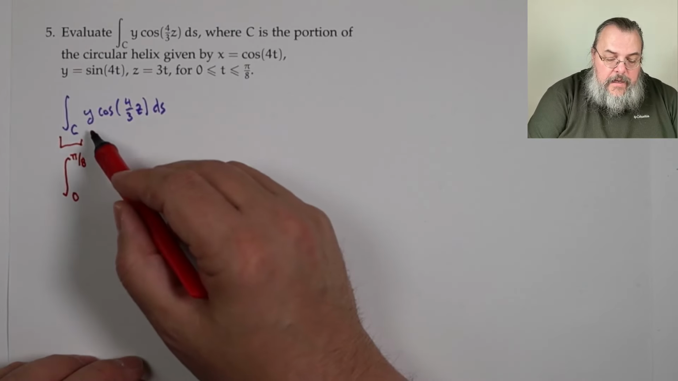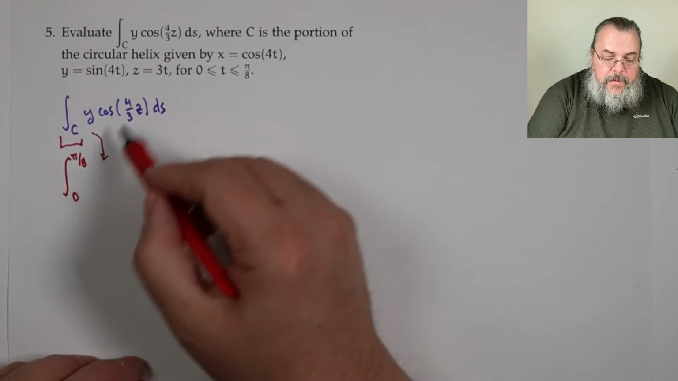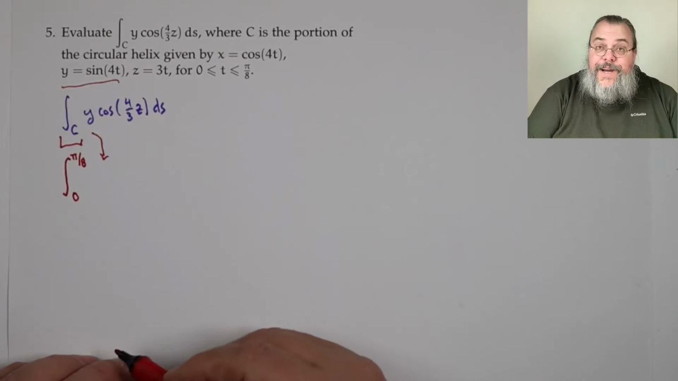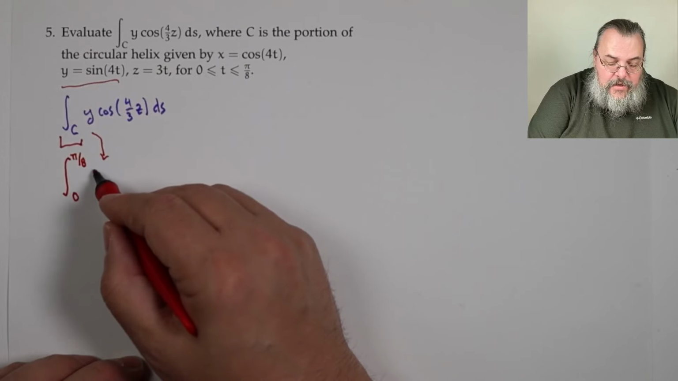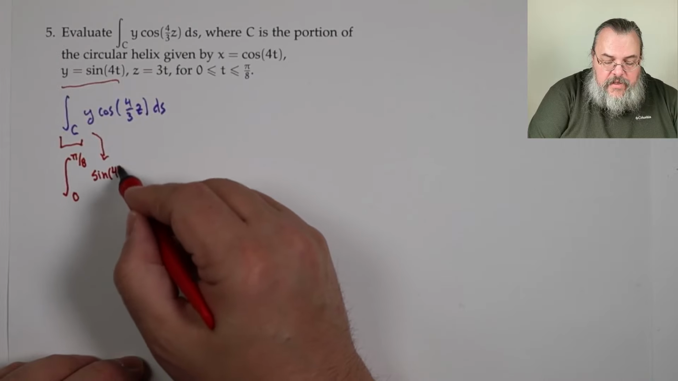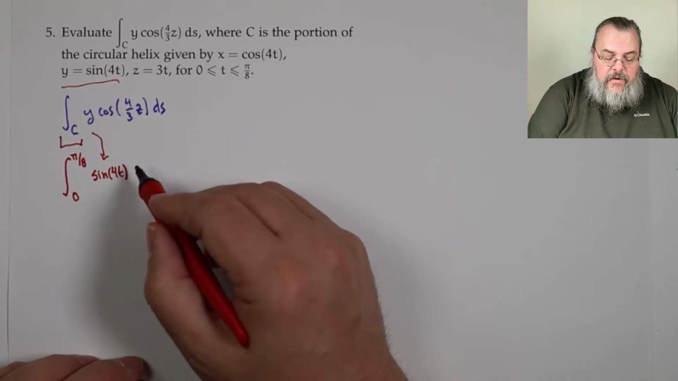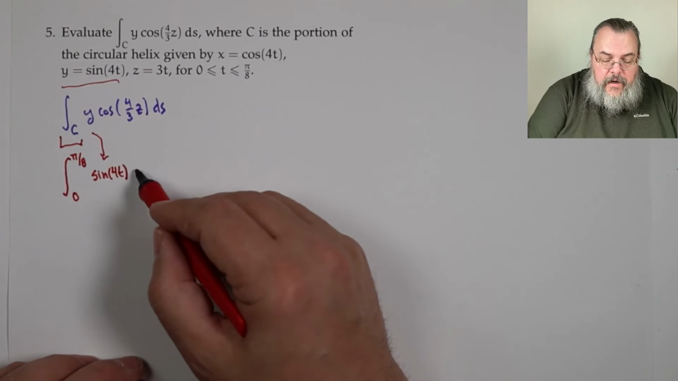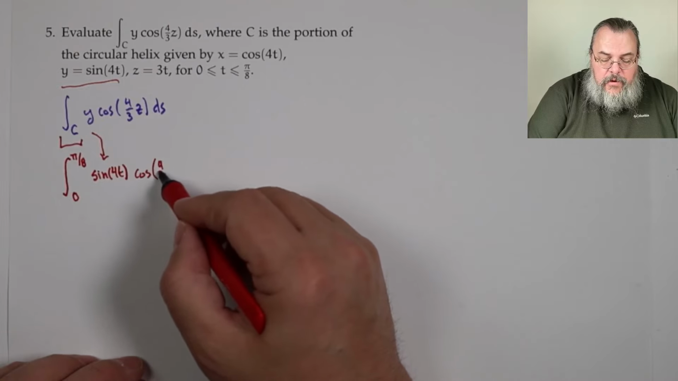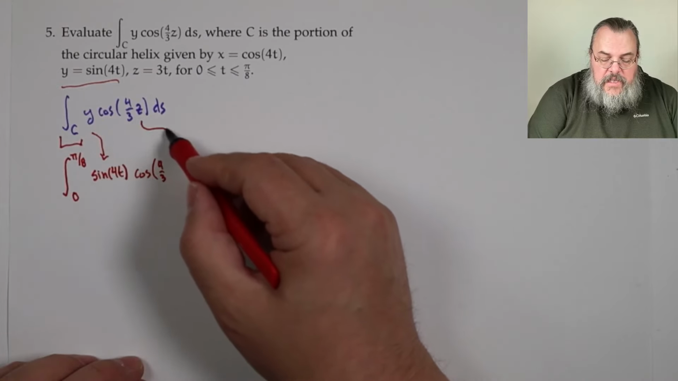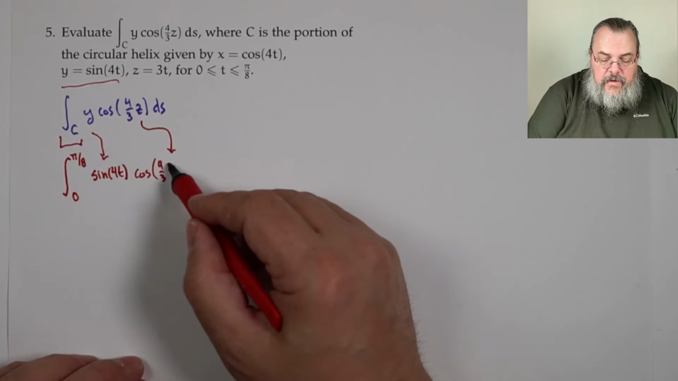The y, well, what do we have for y? That's sine of 4t. So we say, okay, cool, we put that in, sine of 4t. So now, that's our y. Our cosine, 4/3, and then our z is 3t.